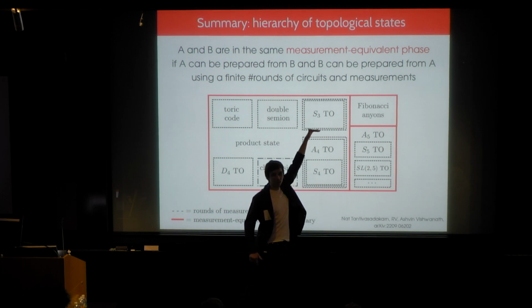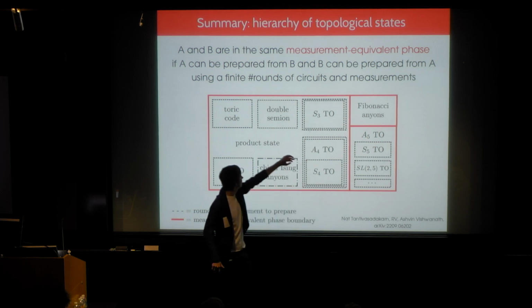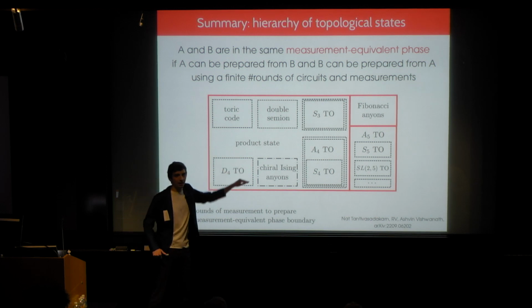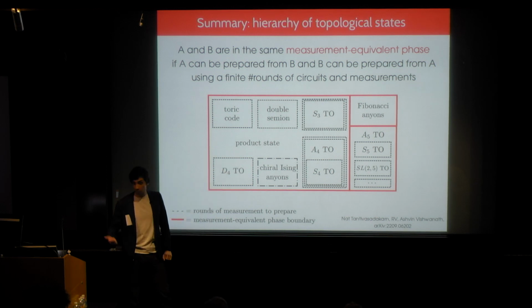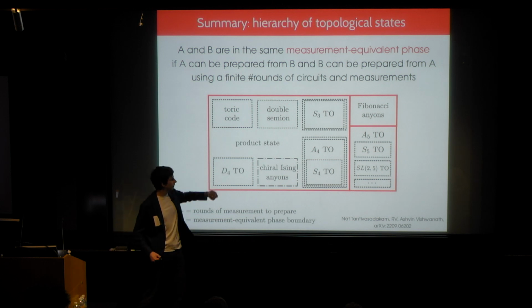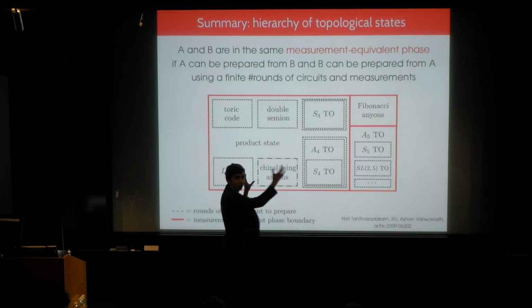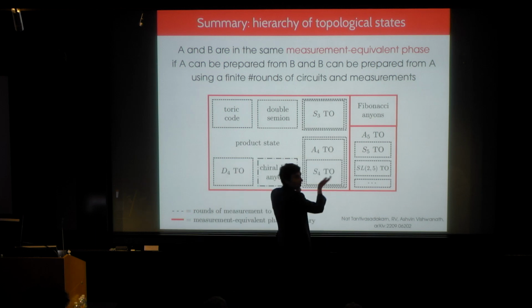We can do that with 2 layers of measurement. That's what this double line signifies. With other types of non-Abelian states, like D4, you can prepare with 1 layer of measurement. The same with quaternions, which is what the question was about, quaternion topological order. You can prepare that with one layer of measurement.